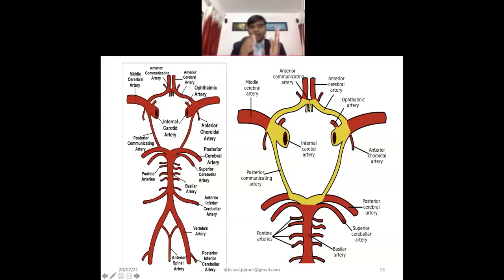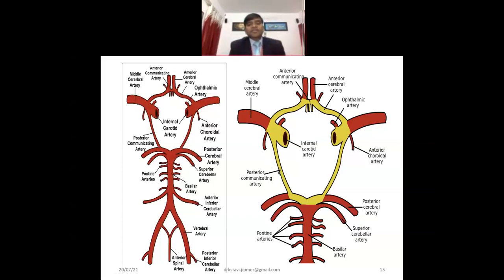Basically, there are two types of branches. We have the central branches and the cortical branches. In the coming slides, we will be discussing that. So over here, what I wanted to say is that we have this anterior communicating artery. The anterior boundary of this circle of Willis is formed by the anterior communicating artery and the anterior cerebral artery. And posteriorly, it is bounded by the posterior cerebral artery. Whereas laterally, it is bounded by the posterior communicating artery.